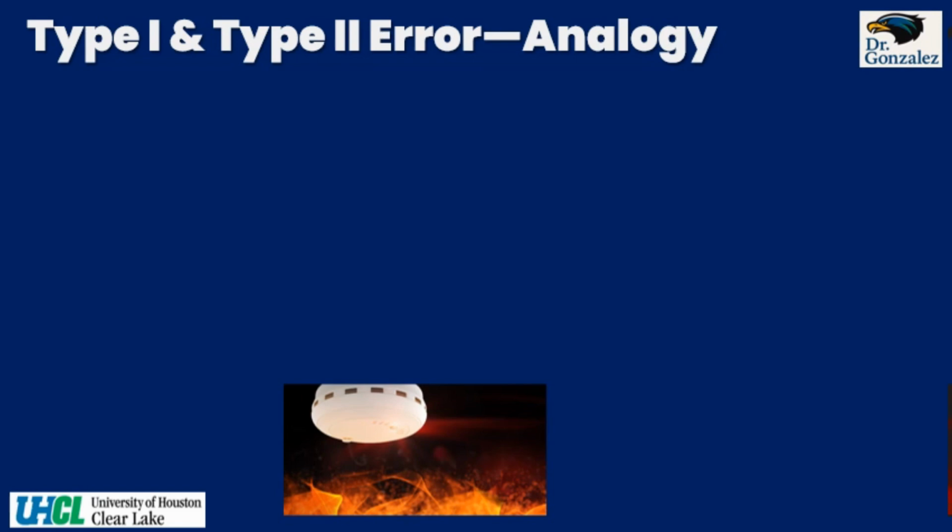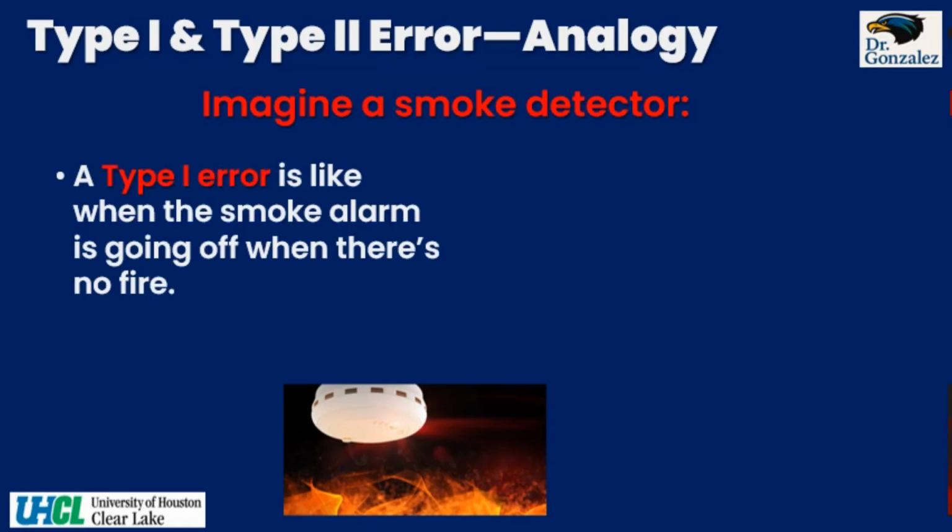So here's a little analogy to help you remember these two things here. I have a smoke alarm right there and some fire. So imagine a smoke detector, smoke alarm, whatever you want to call it. A type 1 error is like when the smoke alarm is going off when there's no fire.